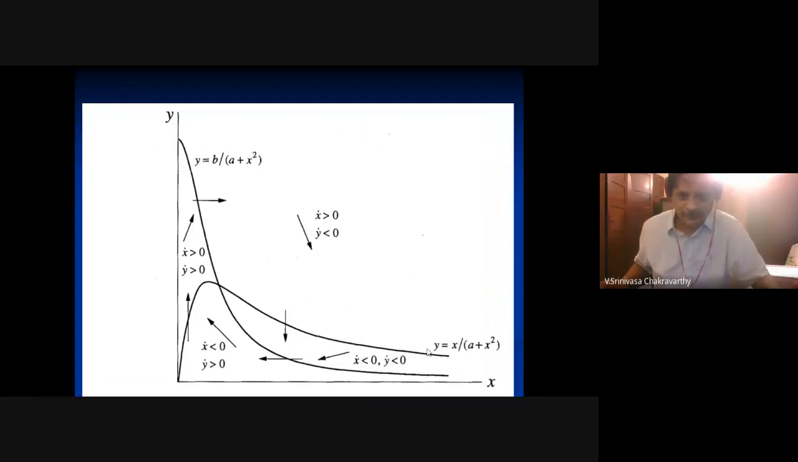So let us show that here. This is the x nullcline. Above the x nullcline, x dot is positive. So that means here and also here. And below the x nullcline, x dot is negative. So that is here and here.